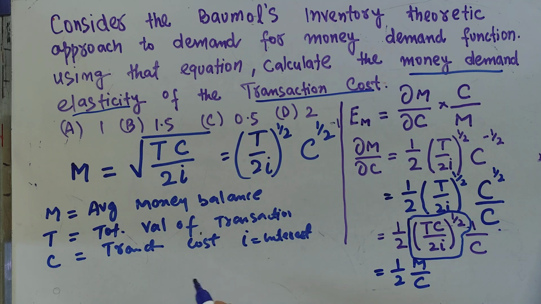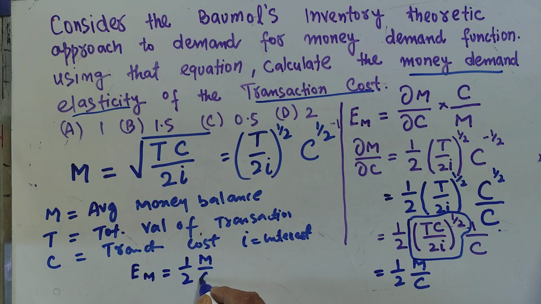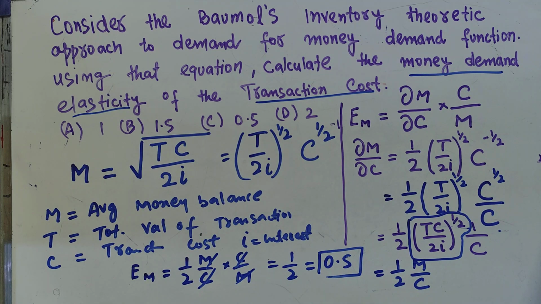So the money demand elasticity for transaction cost will be equal to del M upon del C, we got it as 1 upon 2 times M upon C. So we have here C upon M. So C gets cancelled, M gets cancelled. We are left with 1/2, which is equal to 0.5. That will be our money demand elasticity of transaction cost in case of the Baumol-Tobin inventory theoretic approach to demand for money. I hope I made myself clear in this video. Thank you.